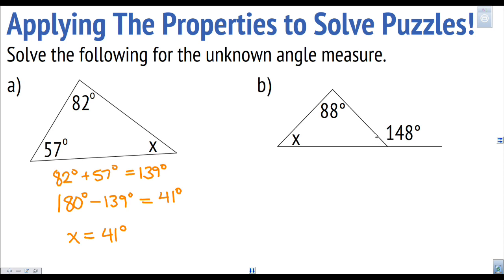We're going to look at this problem here. So here's an exterior angle of 148. Now remember, we said that the exterior angle is equal to the sum of these two farthest angles. So I need to know what piece, what added to 88 will get me 148. So again, I can just go through some subtraction here. So 148 degrees, take away 88 degrees will get me that missing piece, which is 60 degrees. So in this case, x is 60 degrees.